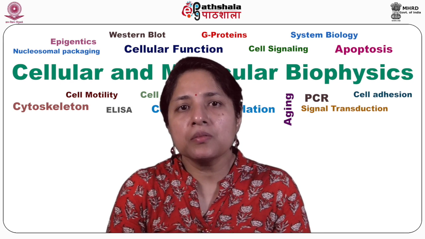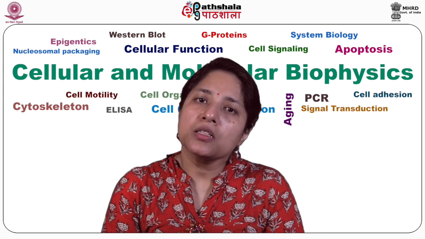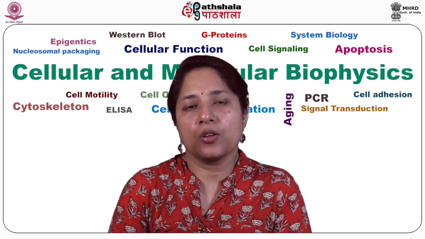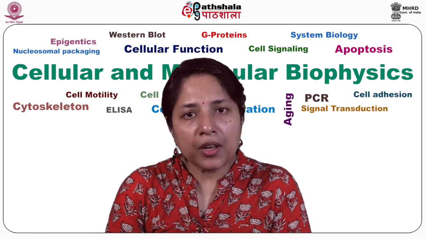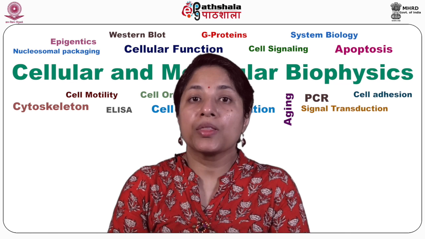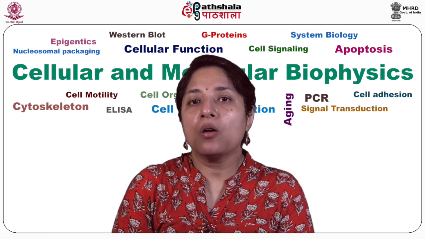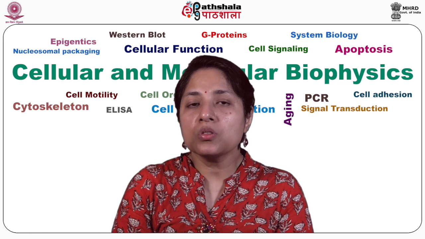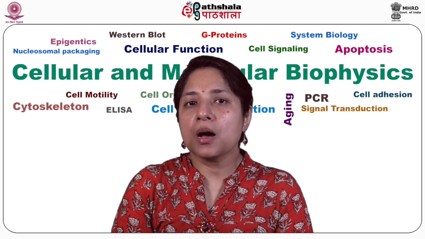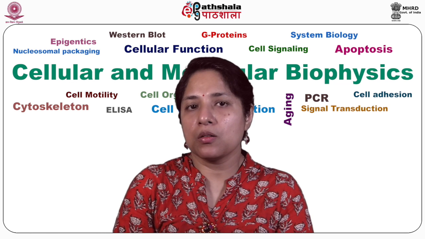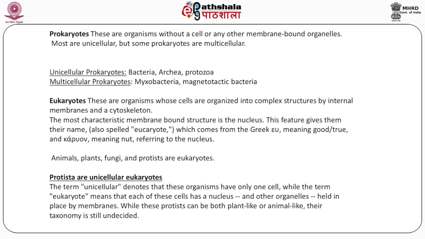Now living organisms can also be divided as prokaryotes and eukaryotes. What are prokaryotes? These are organisms without a nucleus or any other membrane bound organelles. Most are unicellular, but some prokaryotes are multicellular. Unicellular prokaryotes examples are bacteria, archaea, protozoa, and multicellular prokaryotes are myxobacteria, magnetotactic bacteria.